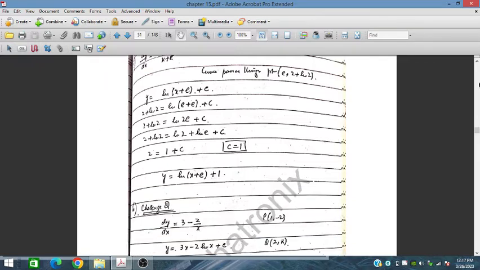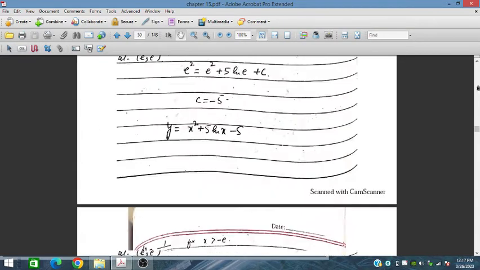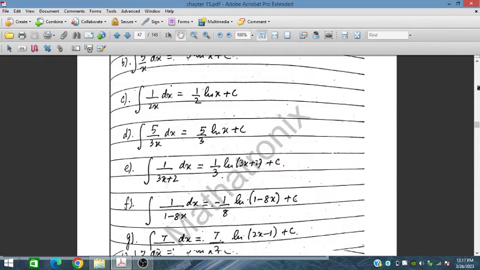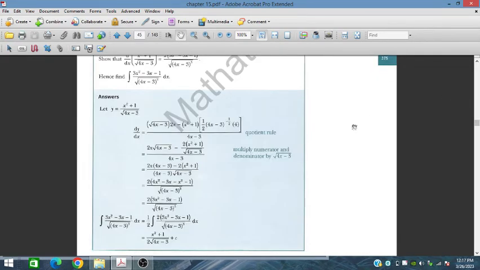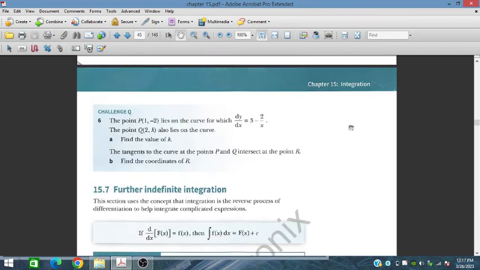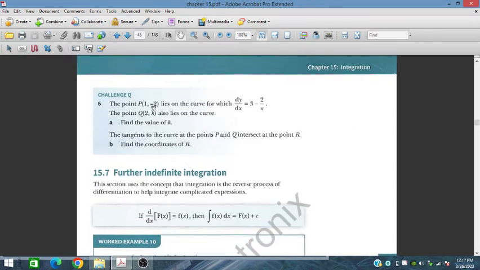So question number 6, a very challenging question here. The point P(1, −2) lies on the curve for which dy/dx is equal to 3 minus 2 upon x. The point Q also lies on the curve. So we have the gradient of the curve, and we have to find the curve.